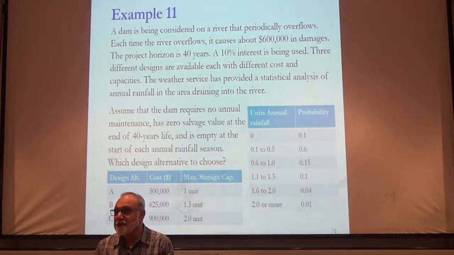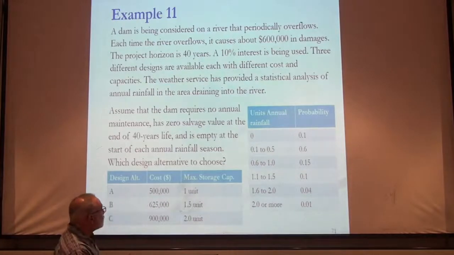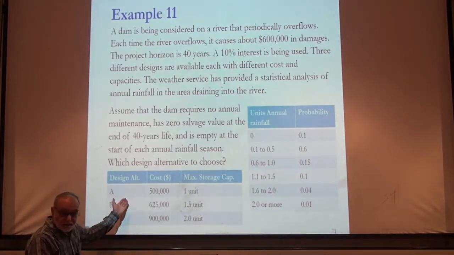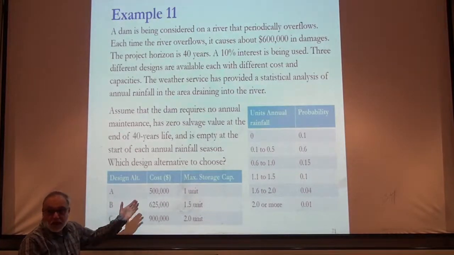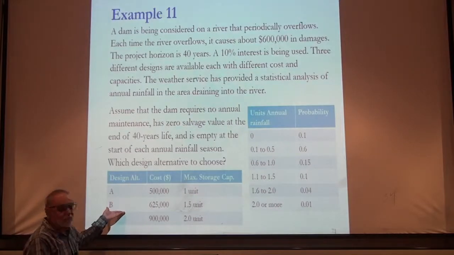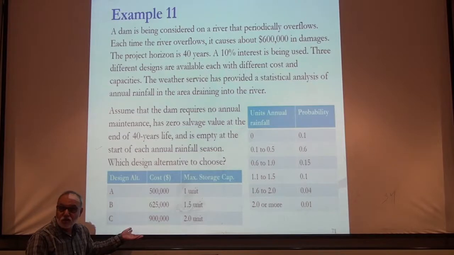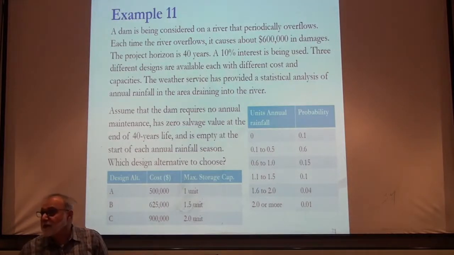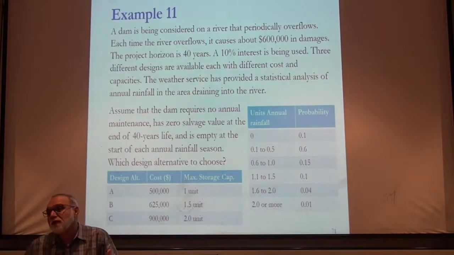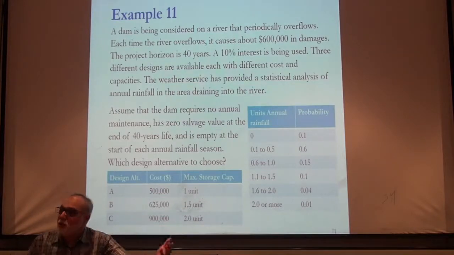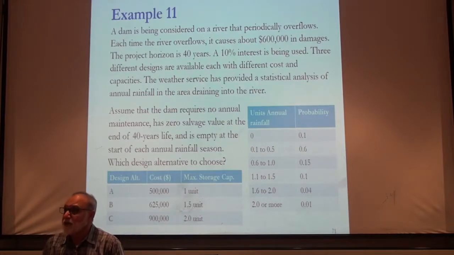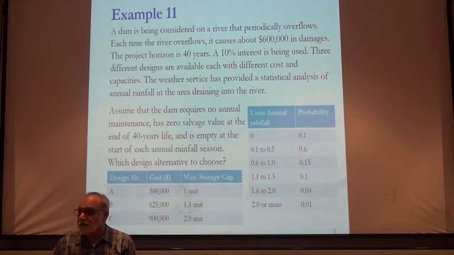So expected annual damage from design A, expected annual damage from design B, and expected annual damage from design C. This is expected value. It may occur in 1 year, it may not occur in several years, and only occur in a few years, but it is just an expected value.